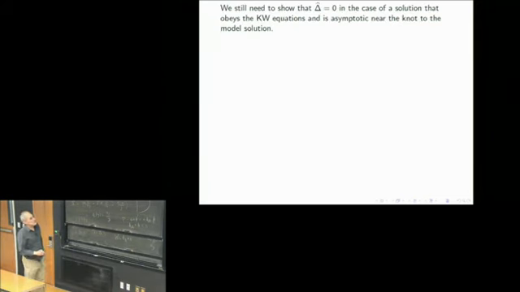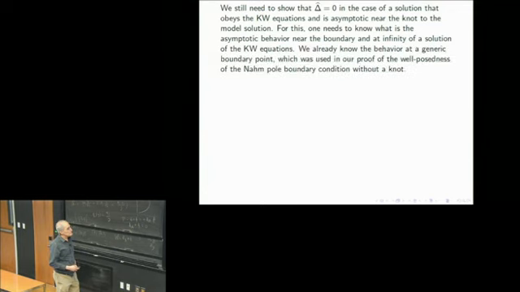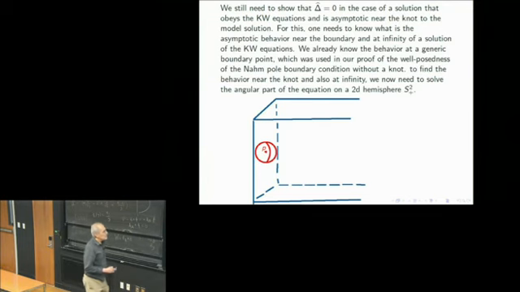You still need to show that delta hat is 0, that the new boundary term, delta hat, is 0 in the case of a solution that obeys the KW equations and is asymptotic near the knot to the model solution, and also at infinity. For this, you need to know what's the asymptotic behavior near the boundary and at infinity of a solution of the KW equations. We already know the behavior at a generic boundary point, which was used in our proof of the well-posedness without a knot.